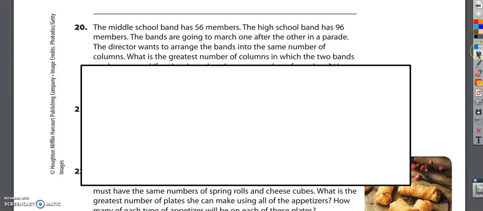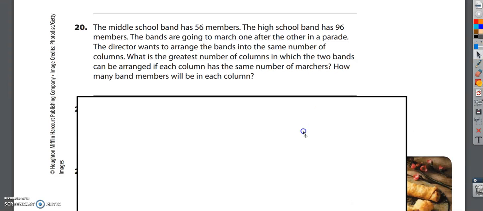So I'll rearrange my board here so I have plenty of room. Number 20 reads, the middle school band has 56 members. The high school band has 96 members. The bands are going to march one after the other in a parade. The director wants to arrange the bands into the same number of columns. What is the greatest number of columns in which the two bands can be arranged if each column has the same number of marchers? There's a follow-up question, how many band members will be in each column?